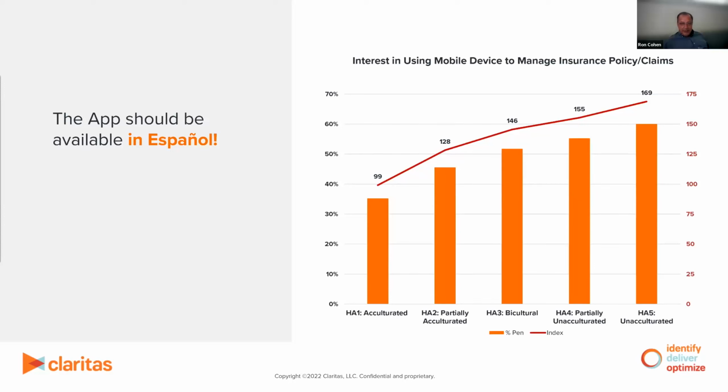And where is it coming from? Again, it's coming across the board, but the more unacculturated a Hispanic respondent was, the more likely they said they wanted to use a mobile app. And so it better be available in Espanol. Some of that is language. Some of it is just time and convenience, and the fact that the mobile phone is their primary connection to the world, not just to the internet, but to the companies they're doing business with.